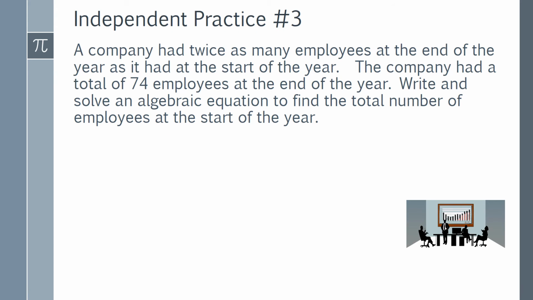Independent practice number 3. A company had twice as many employees at the end of the year as it had at the start of the year. The company had a total of 74 employees at the end of the year. Write and solve an algebraic equation to find the total number of employees at the start of the year. Now is a good time to pause this video and work on this problem if you have not done so already.